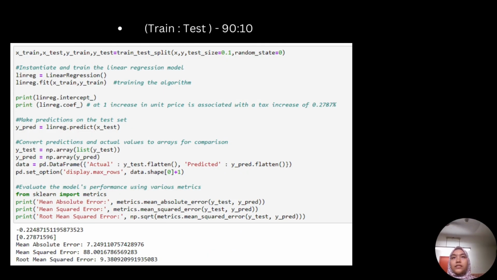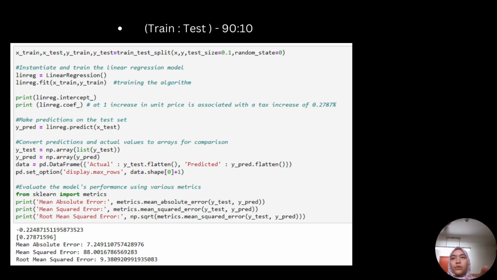Okay, so for the last train test data is 10%, which means the test size is going to be 0.1, and then the random state is 0. And then we instantiate and train the linear regression model, and then we find the value for the linear regression intercept, which is negative 0.2249, and then the value for the linear regression coefficient is 0.2787, which means a one unit increase in unit price is associated with a tax increase of 0.2787%.